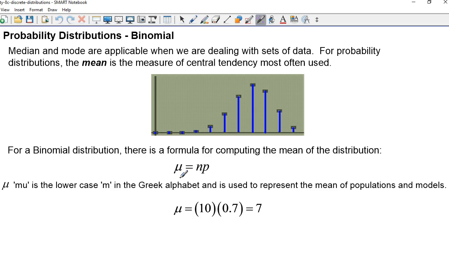This is referred to as a parameter. We'll talk about that more later when we talk about continuous distributions. But in this case, the mean of the distribution would be the expected value, and we're going to do the same thing as we did for lambda for Poisson.